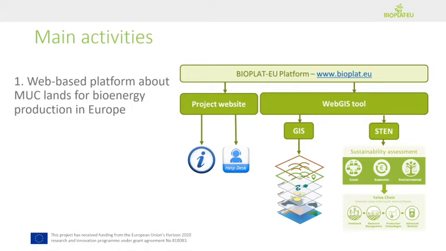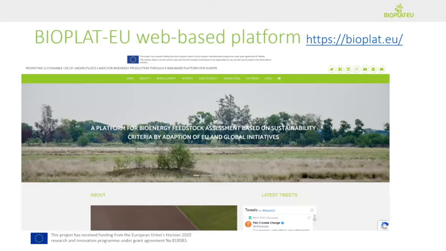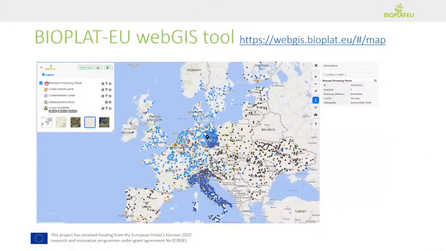And the WebGIS tool, which is composed of mainly two parts: the GIS maps, where you could see the underutilized and contaminated lands on a map visually, and then the STEM tool, which is the sustainability tool for assessing the sustainability indicators. So here I wanted to show you how the Bioplat EU platform looks like. And then we have here, as I told you, all information with news, everything. And then here we have the WebGIS tool. So if you click on the WebGIS tool, you will be directed to this wonderful tool.